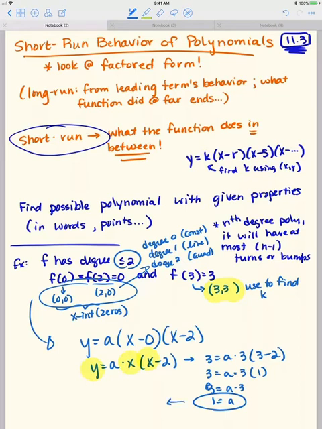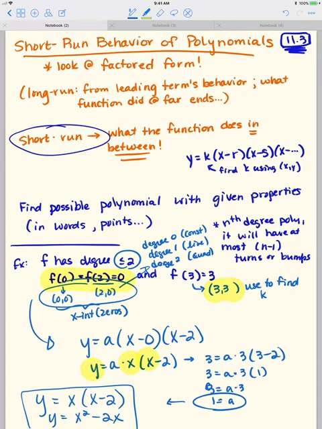So our possible polynomial with that information is x times x minus 2, or if you wanted to expand it, x squared minus 2x. That function would have the properties of zeros at 0 and 2, going through the point (3, 3), and it would have the right shape, with a degree less than or equal to 2.